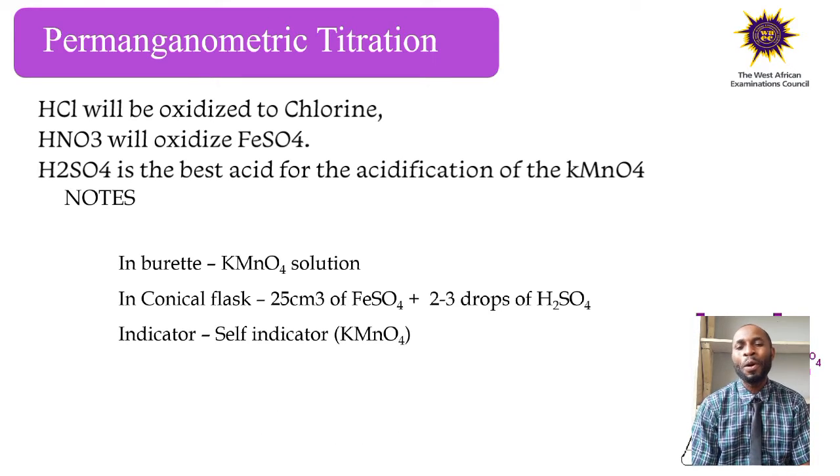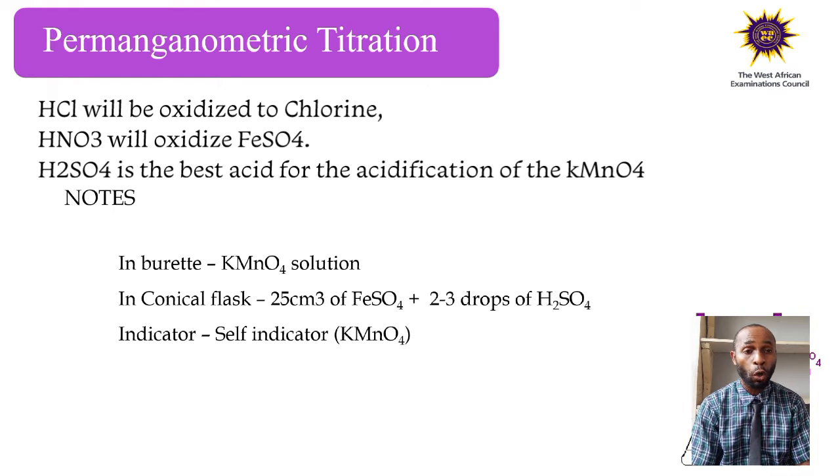The indicator is going to be the color change of KMnO4. The color change is going to move from purple to something. So it is going to be a self indicator. Yes, the KMnO4 here is a self indicator. What I mean by KMnO4 is the potassium tetraoxomanganate 7.